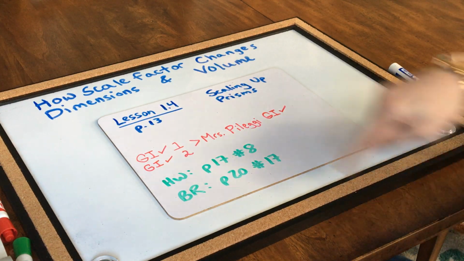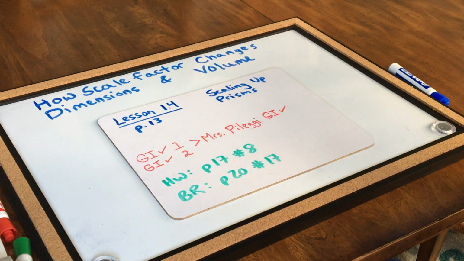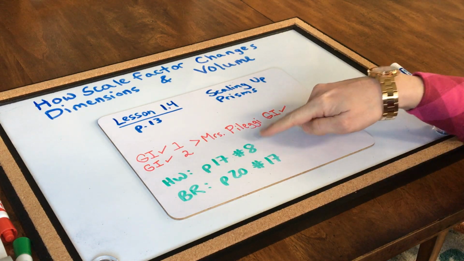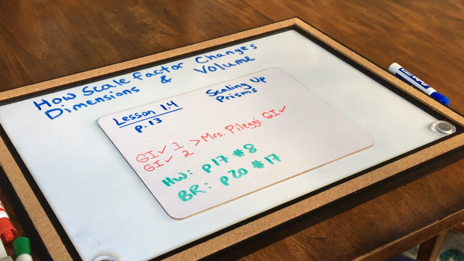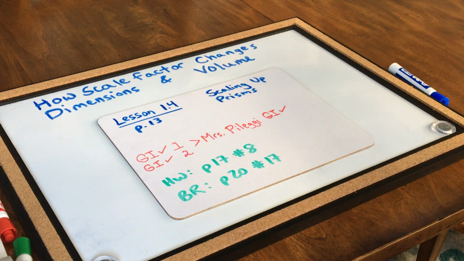Okay? Our gotta checks today are going to be a Mrs. Pileggi gotta check, which means that you won't find it in your book, you'll only find it on the video. So you'll have to watch and pay attention for the gotta check towards the end of this video. Your homework today is page 17, number 8, and your bell ringer today is page 20, number 17.